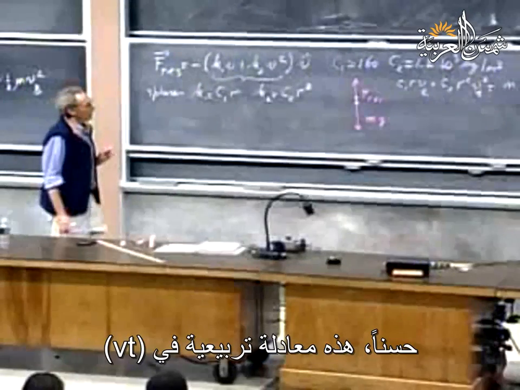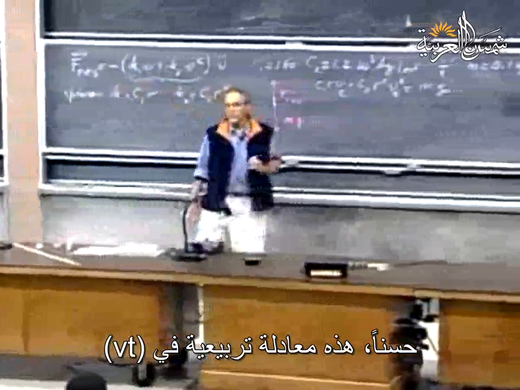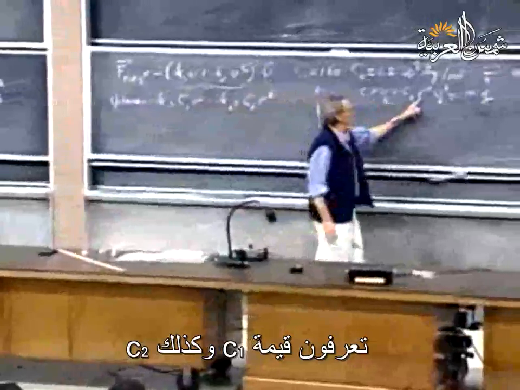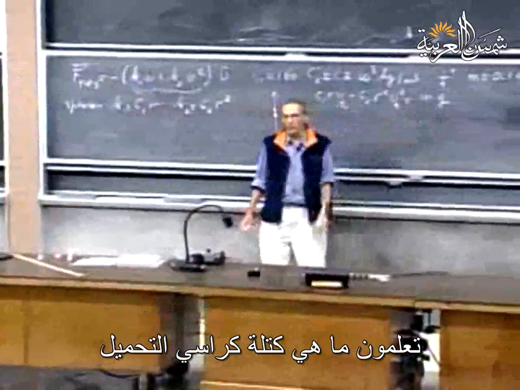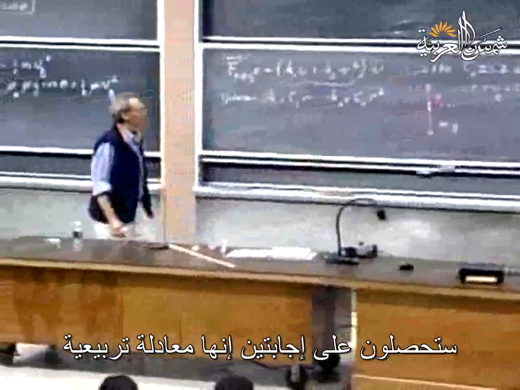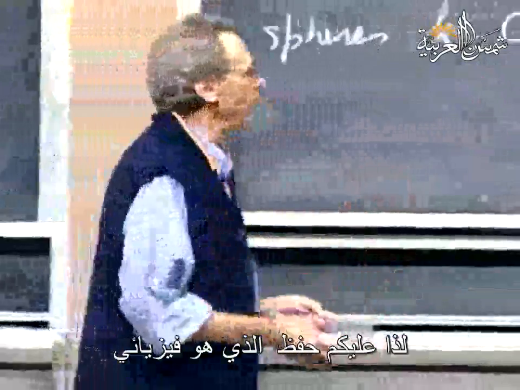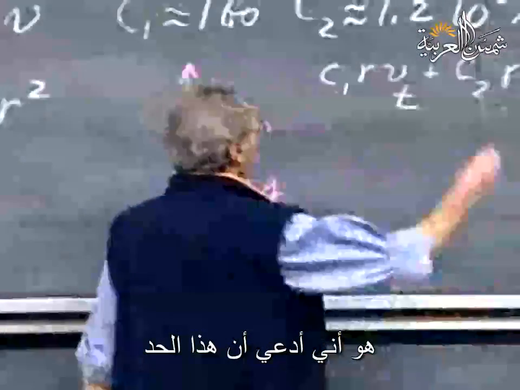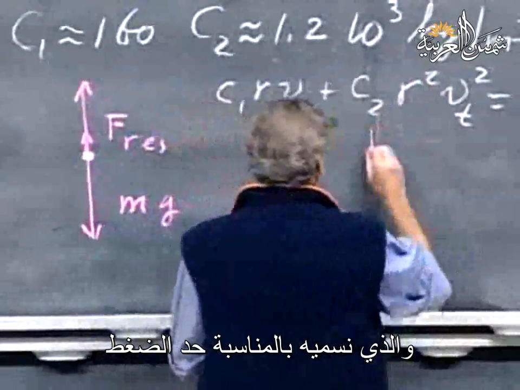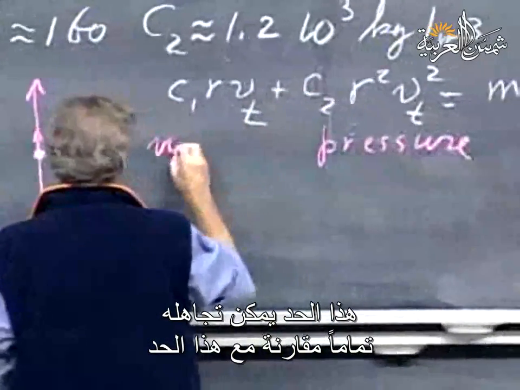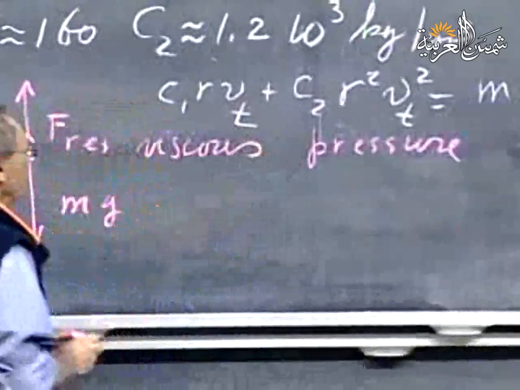Well, this is a quadratic equation in v. You know c1, you know c2, you know the radius of these ball bearings, you know the mass of the ball bearings, so you can solve for the terminal velocity. You will get two solutions. It's a quadratic equation. One will be non-physical, you will see, so you keep the one that is physical. But if you did that, that would be a silly thing to do. And the reason why that would be silly is that I claim that this term, which by the way we call the pressure term, can be completely ignored compared to this term, which we call the viscous term.